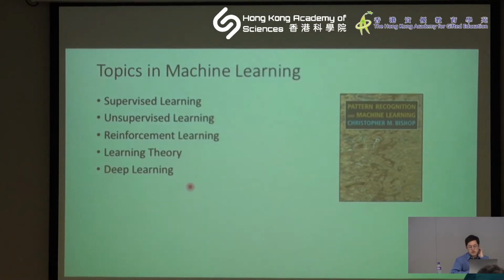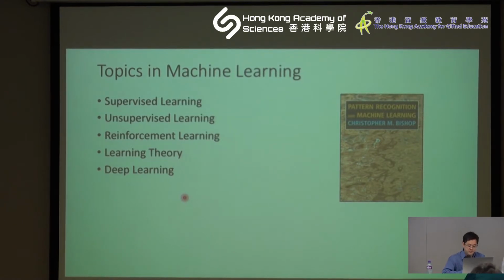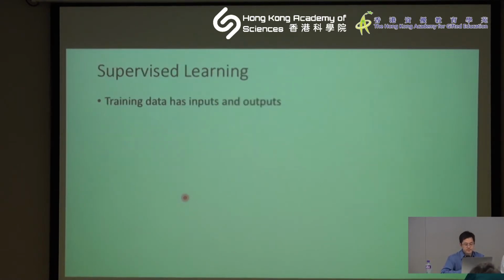So here are a few topics in machine learning. Basically the 5 main areas are supervised learning, unsupervised learning, reinforcement learning, learning theory, and deep learning. I'll go through these very briefly, and then we'll talk about them in more detail, just to get you an overview.